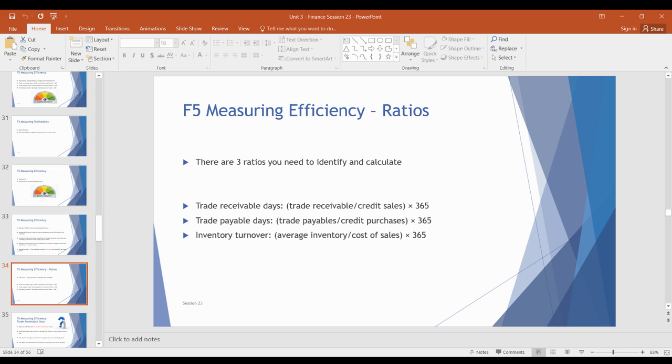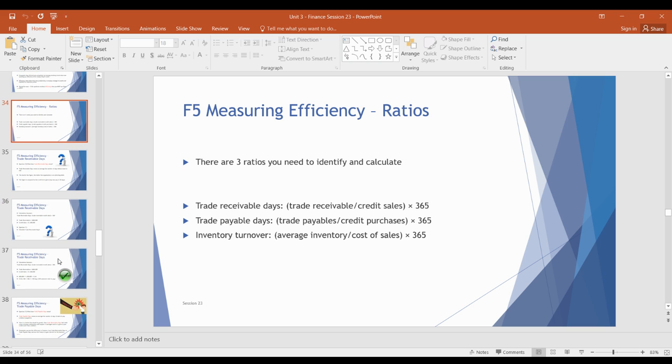And we should have correctly guessed that the reason why it's 365 is because that's the number of days in the year, and that is what we're measuring. We're measuring how efficient our business is at paying its debts, collecting its debts, and how long on average it takes us to turn over the inventory. So how often do we sell our stock?